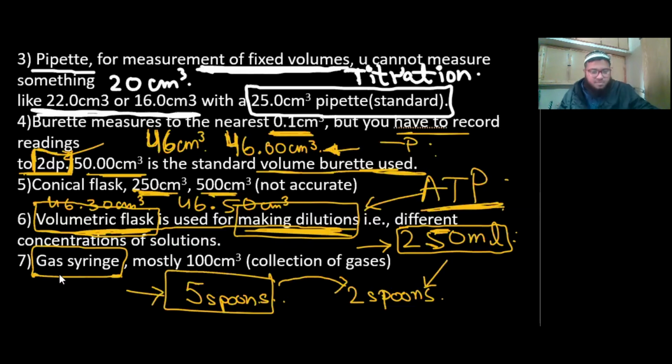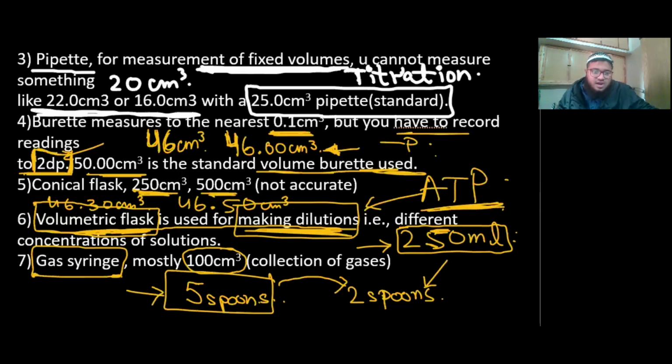So you need to remember what a gas syringe is used for, and of course it's easy. The name suggests it's a gas collection syringe, but it doesn't only collect gas, it can also measure gas up to 100 cm cube. 100 cm cube is the volume of the gas that is produced, and it can be measured as well.